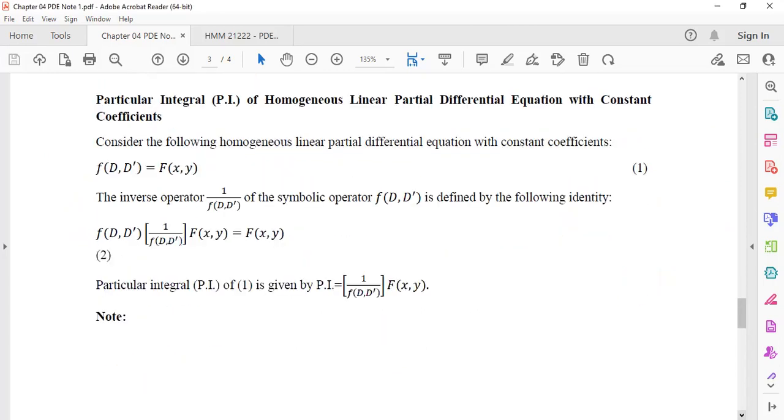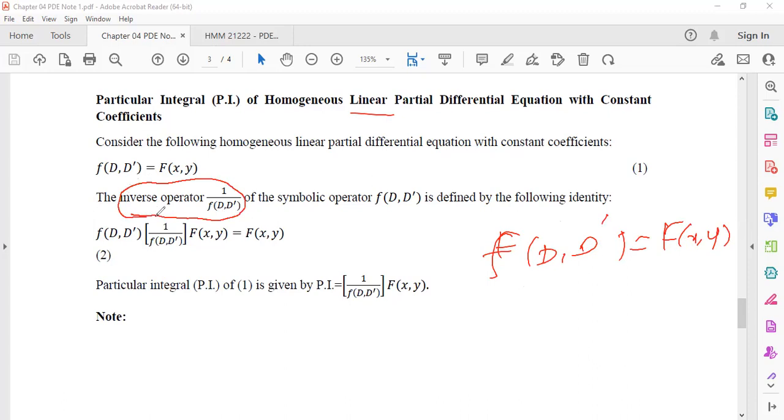So the particular integral of this kind of equation. Consider the actual equation is f of D comma D dash, which we are taking as capital F of x comma y. Then they use an inverse operator. So our particular integral will be equal to 1 over f of D comma D dash. It means whatever equation they have given, you will substitute D and D dash now.